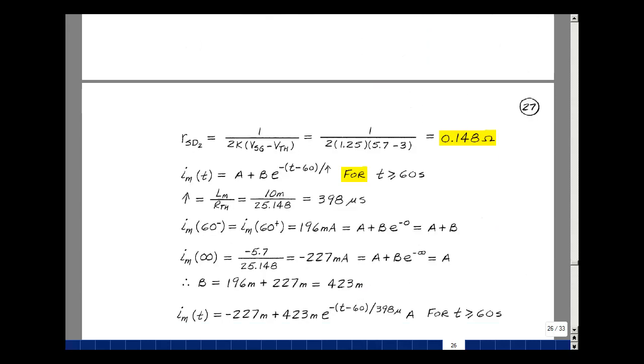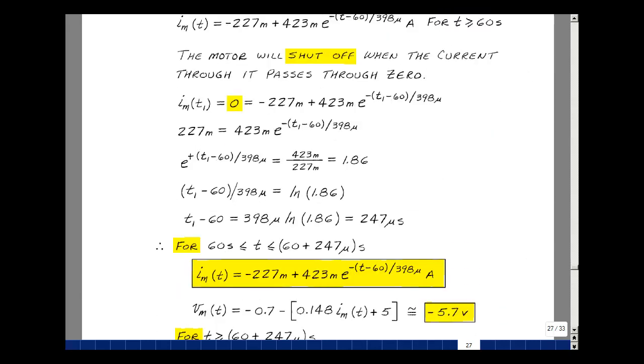Let's go back to our equation then. Let's figure out how fast that's going to happen. We can take this equation for the current in the inductor of our motor and set it equal to 0 at some time t1, and then solve for t1. I'll bring this on the other side of the equation. I'm going to divide this over here, and that ratio is 1.86, and I'll take the reciprocal of this to get a plus sign here, and then take the natural log of both sides of the equation. So I just get the argument, t1 minus 60 seconds over the time constant, 398 microseconds, equals the natural log of 1.86. Cross multiply by this, and then I get the difference of these times is 398 micro times the natural log of 1.86. That's equal to 247 microseconds.